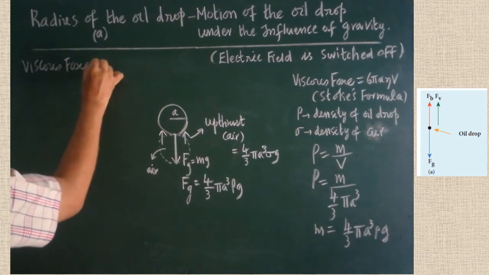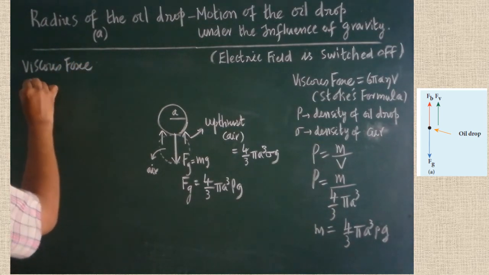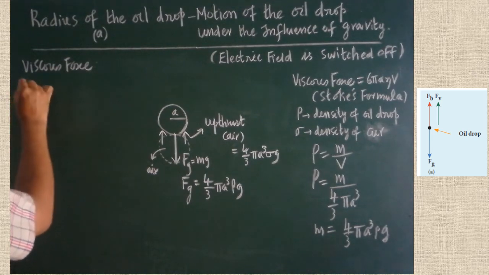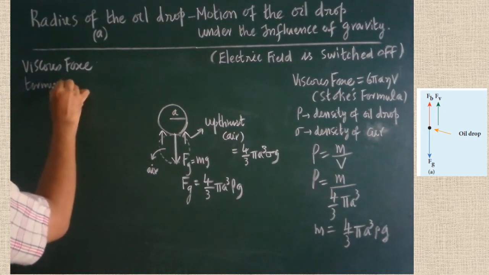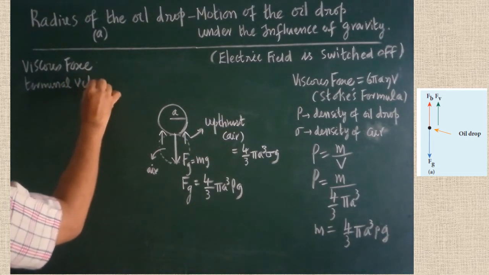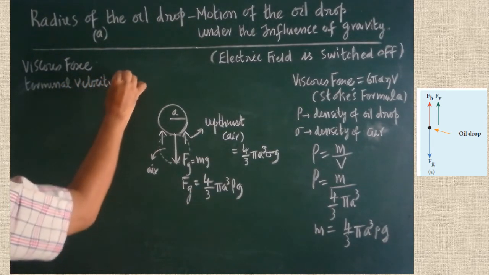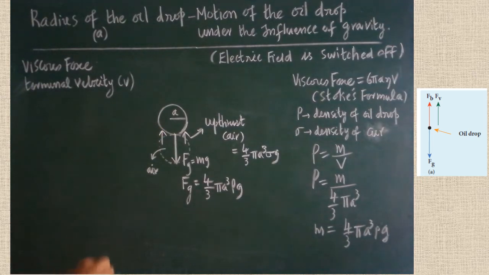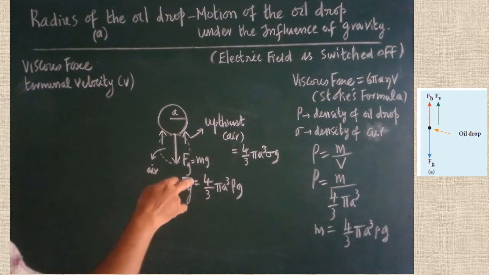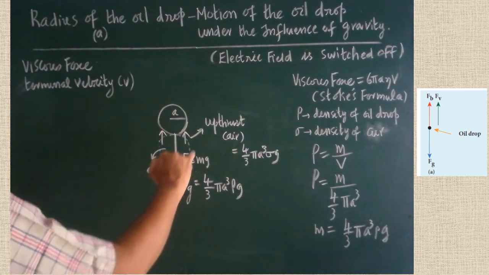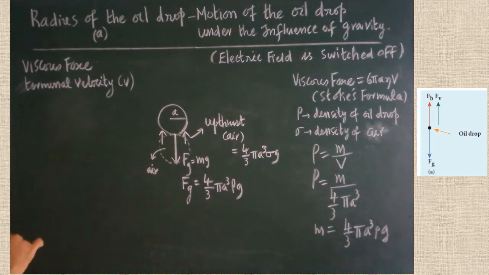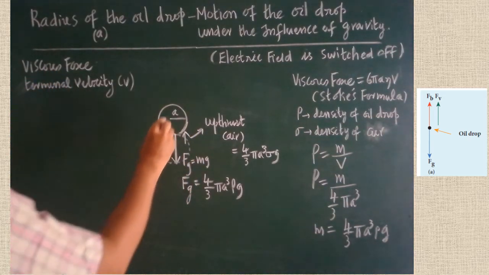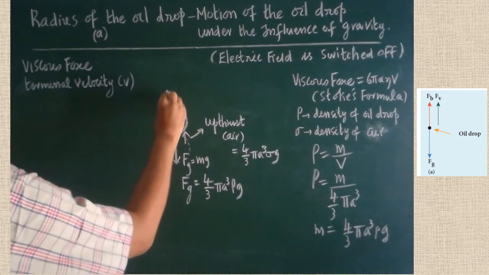Due to viscous force, the oil drop will attain a constant velocity called, what is this? Terminal velocity. Very important one. The terminal velocity is denoted by the letter v. It's a constant velocity attained by the oil drop. So how many forces are there totally? One is gravitational force, the next one is upthrust, the third force is viscous force. That viscous force is acting on the oil drop in the upward direction.